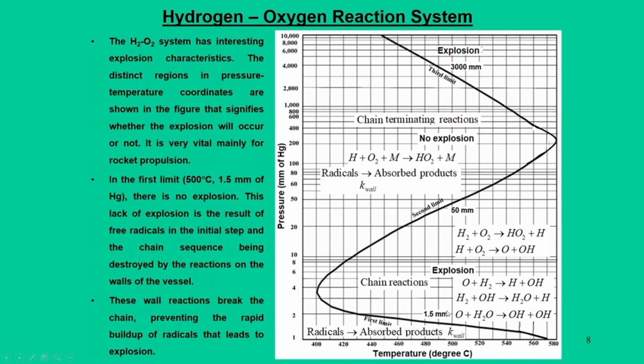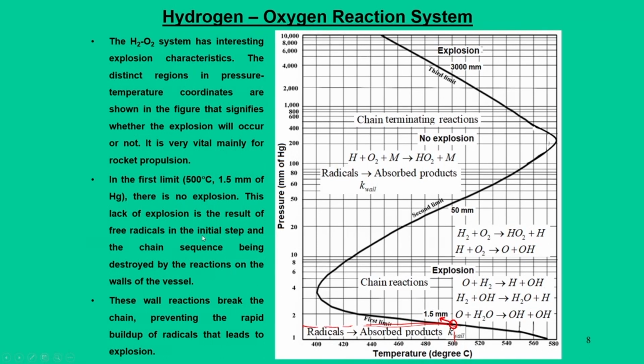So, what do we see now when we are going up from 500 degree centigrade to this point? It meets the first curve close to somewhere 1.5 mm of Hg. That means this pressure corresponds to 1.5 mm. Now, in this zone, if you look at the hydrogen and oxygen systems, we see there is no explosion. What does it mean? Why is there no explosion?